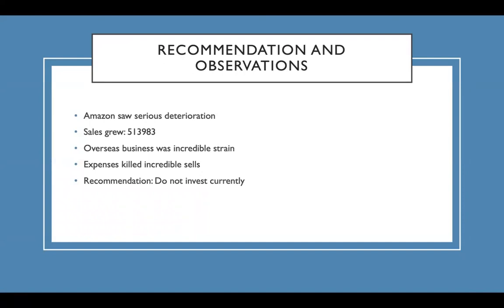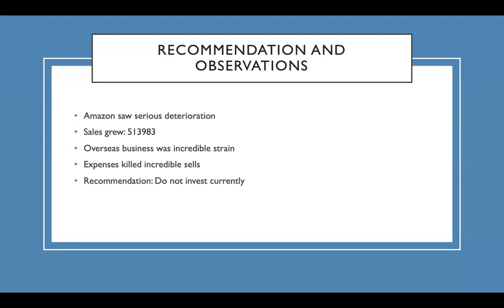So as an investor, what I'm looking at is some serious changes that need to be made, and need to be made immediately, because Amazon saw serious deterioration. Compared to their industry competitor, Walmart, they have an incredible distance in their net income. Their overseas business was an incredible strain. Just as an outside investor, that's what I noticed from the information that was presented, because as we saw from those horizontal and vertical analyses, 93% of that loss came from that overseas currency translation fee. And the expenses killed what would otherwise be incredible sales numbers.